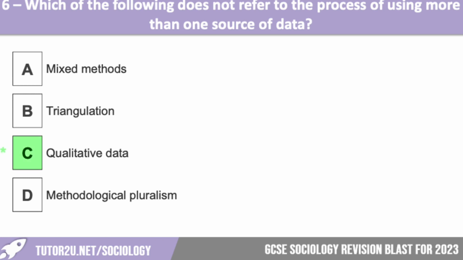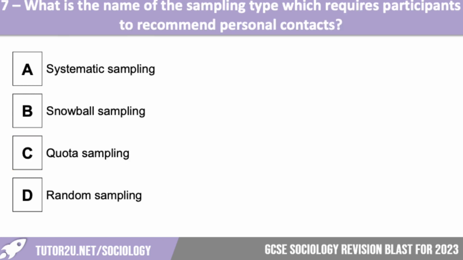Okay, let's reveal the answer. It is qualitative data. Number seven, what is the name of the sampling type which requires participants to recommend personal contacts? Is it A, systematic sampling, B, snowball sampling, C, quota sampling, or is it D, random sampling? So what's the name of the sampling type which requires participants to recommend personal contacts? Let's reveal the answer. It is snowball sampling.